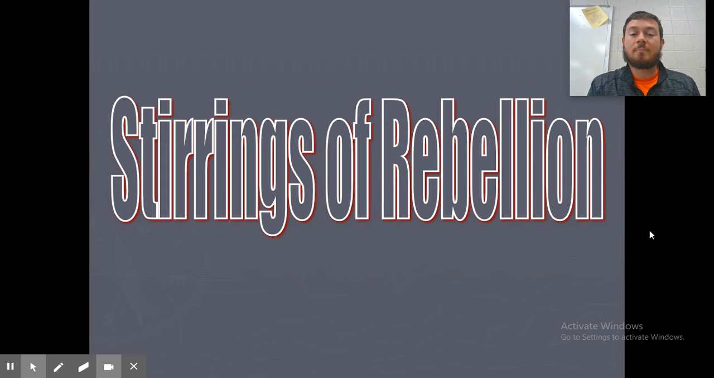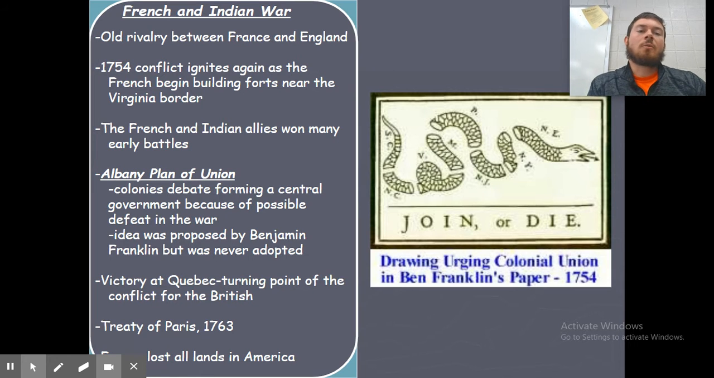Okay, stirrings of rebellion. This is a lot of the seeds that end up leading to the Revolutionary War. So, first thing that you really need to know about is the French and Indian War. It's an old rivalry between France and England. Starts off in 1754. Conflict picks up as the French begin building forts near the Virginia border. The French and Indians, or the French and the Native Americans, ally together and won many of the early battles.